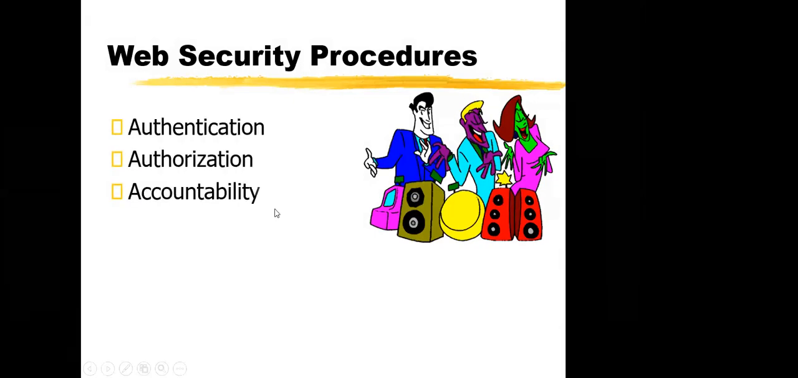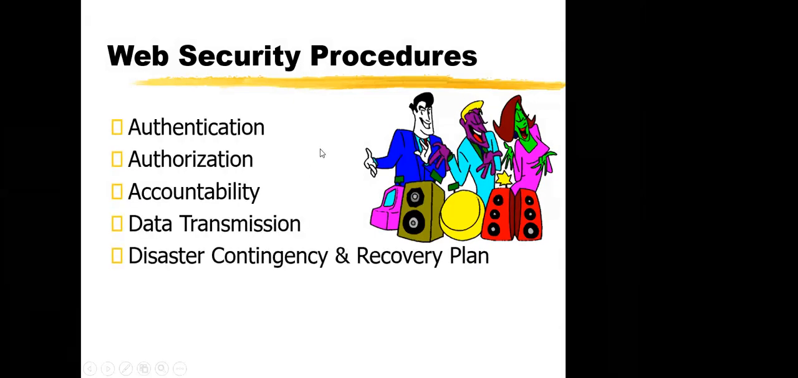Okay, web security. That's dealing with the internet and orders: authentication, authorization, accountability, data transmission, and you should have a disaster contingency plan. So what if something disappears? How do I retrieve it? We need good security for that too. Okay, so that's the review of chapters 6 and 7 and the voucher system.